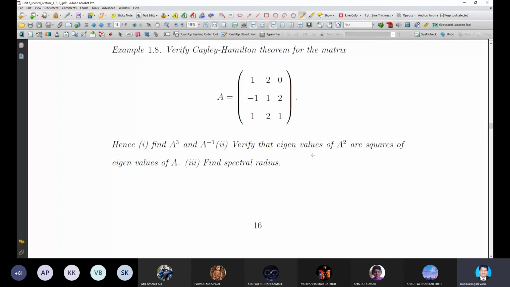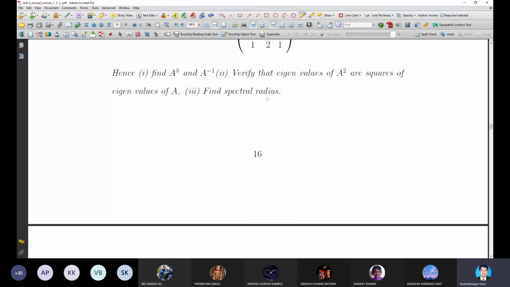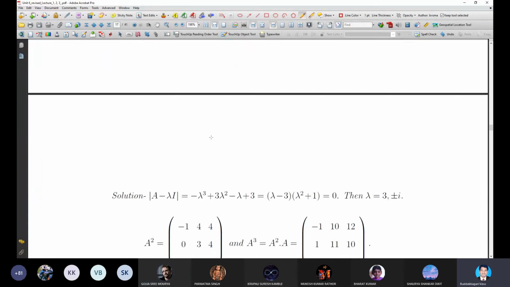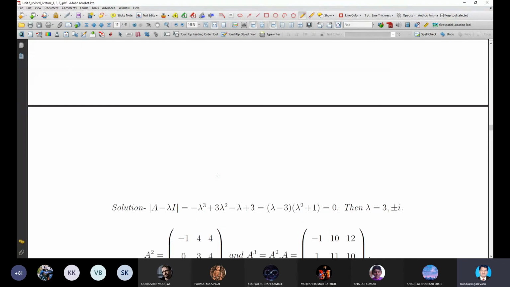There are many solved problems that verify the Cayley-Hamilton theorem, find A cube, A inverse, and verify the inverse, the eigenvalues of A square or the square of the eigenvalues of A, and all of those things. You find the spectral radius. Do you know what spectral radius is? Can anybody say? What is meant by spectral radius? Sir, largest eigenvalue. Right, right. Magnitude, right. Absolute value of the maximum eigenvalue. Yes, that is what they are finding.